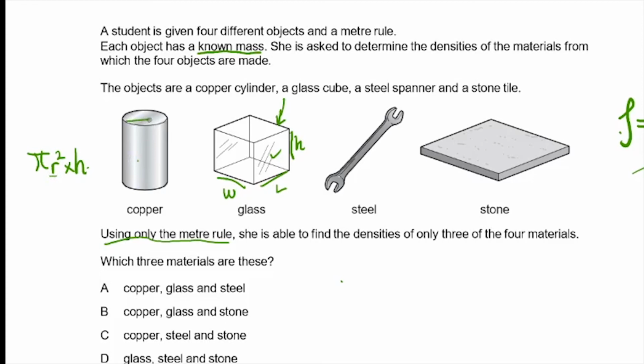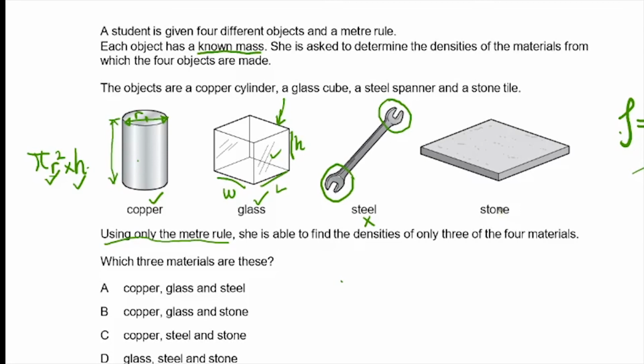Radius: we can use a meter rule to measure the diameter of that cross-sectional circle, and diameter divided by 2, you're able to get the radius. So she can use a meter rule to get this. She can use the meter rule to find the height. So she can also get the volume of this. She can get the volume of that. Then the steel spanner. Getting the volume of this steel spanner. Now, this steel spanner has some irregular shapes here and there, and so you cannot accurately get the volume of this steel spanner using a meter rule. So this one is out.